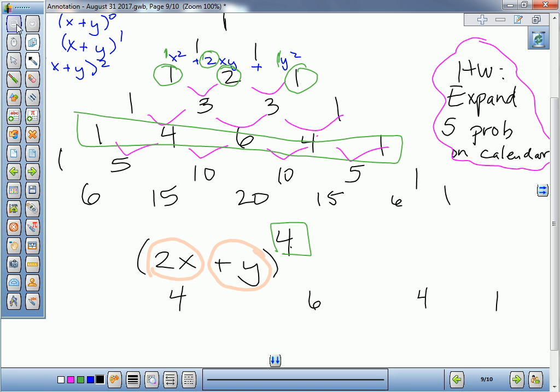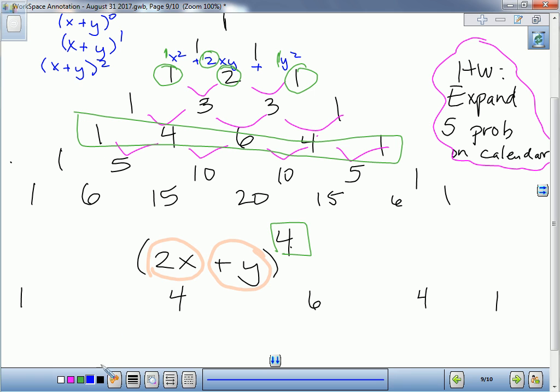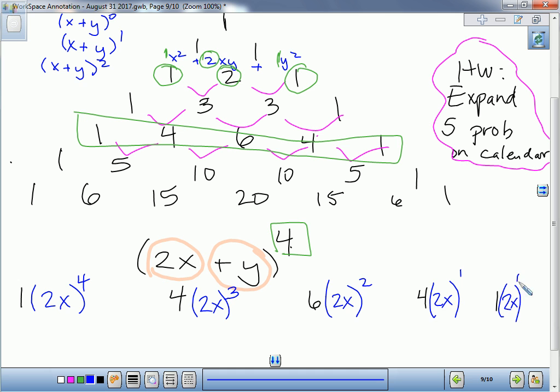And so what we're going to do is start with this first term, 2x, and start here with the 1 and raise that 2x to the highest power, the fourth power. This is an expansion to the fourth power. So the fourth goes here, and then we go down a degree. So here it would be a 3, and then here a 2, and then here a 1, and then here 0.